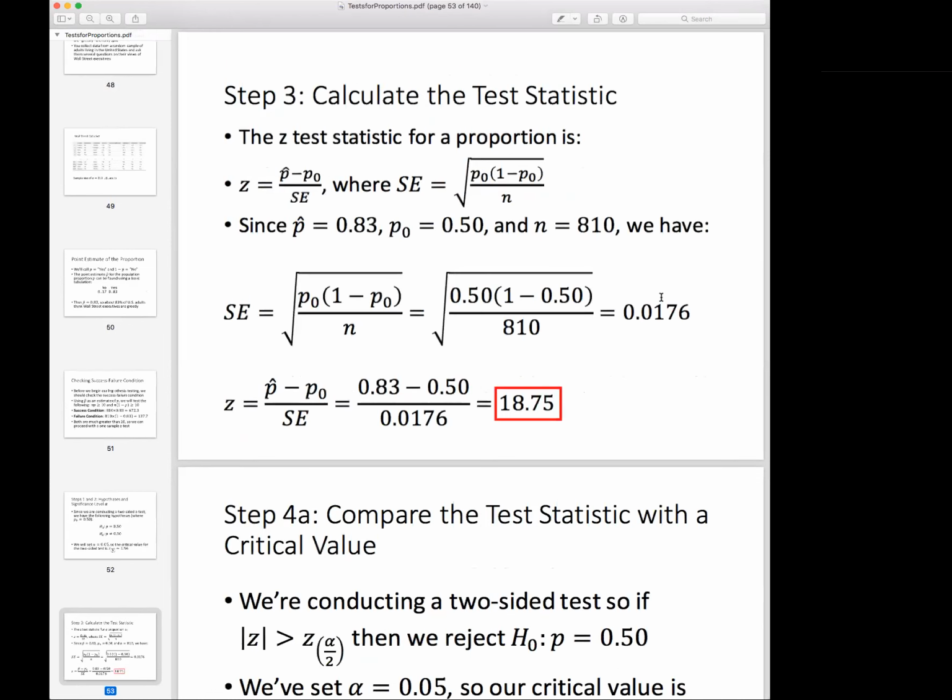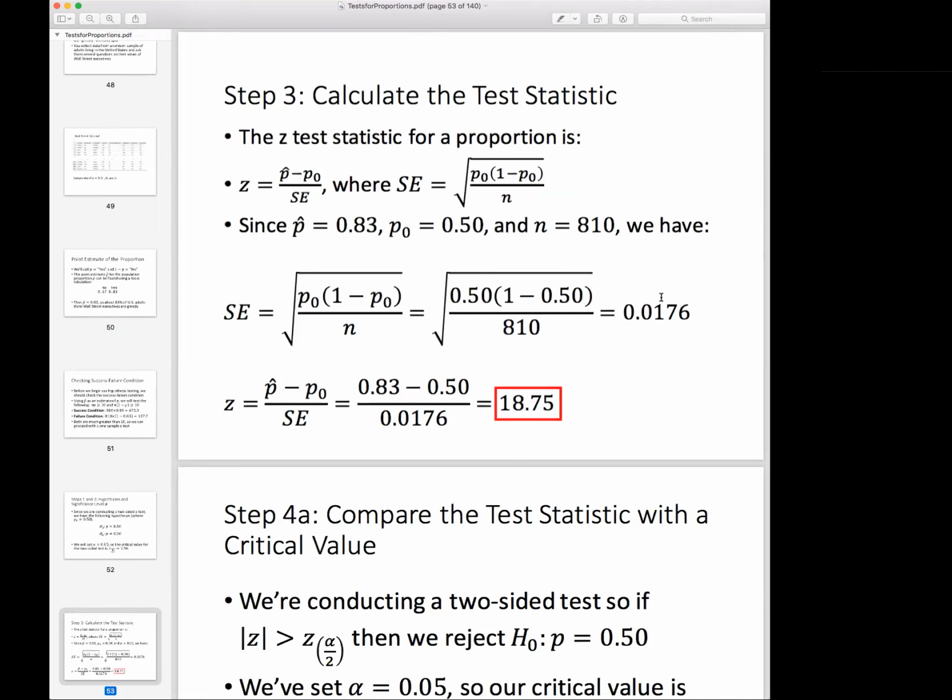Since we said that our p hat is 0.83, our p naught is 0.5, and we have 810 people in our sample, we simply take 0.83, subtract out 0.5, and in the denominator put our standard error, which is the square root of 0.5 times 0.5 over 810, which is 0.0176. Putting that standard error back into our z test statistic formula, we find that our z test statistic is equal to 18.75.